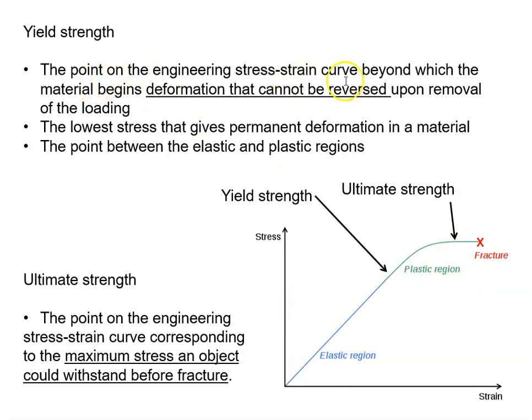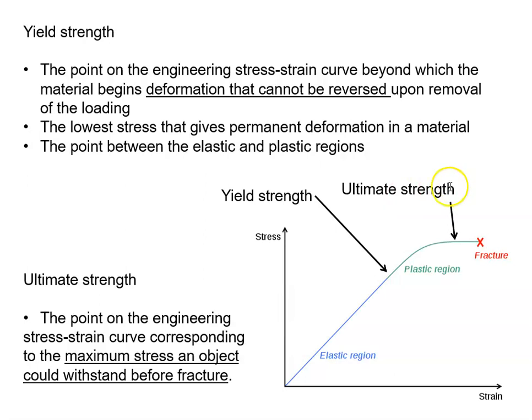So yield strength is the point on the engineering stress strain curve beyond which material begins to deform and cannot be reversed upon removal of the loading. So right there, permanent damage. It's also the lowest stress that gives permanent deformation. That describes it as well. It's the point between these two regions. So that's three different ways to describe what yield strength is: the point at which permanent damage occurs.